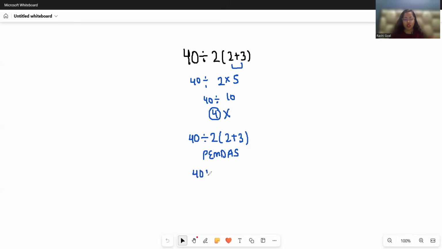So it's 40 divided by 2(2 + 3). First you have to solve the parenthesis, that is 2 plus 3, which is 5. Now division and multiplication both have the same priority, but we always have to solve them from left to right. So it's 40 divided by 2, multiplied by 5. So it's 20 multiplied by 5, that is 100. So what is the correct answer? 100, not 4.